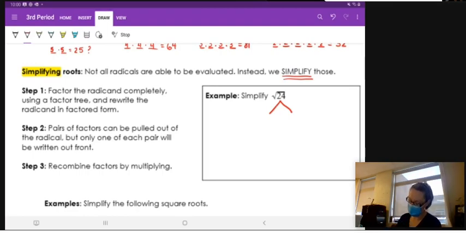6 times 4. I love it. Okay, 6 times 4. There were other choices. We could do 8 times 3. We could do 2 times 12. But 6 times 4 works really well. Can 6 be split up again? Yeah, sure. 2 times 3.